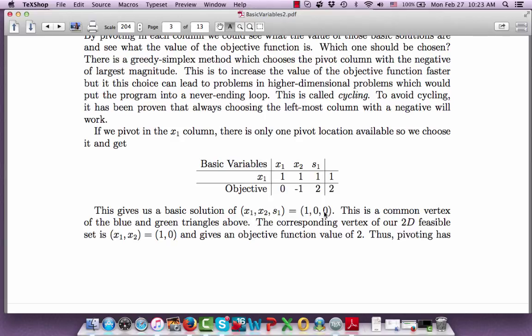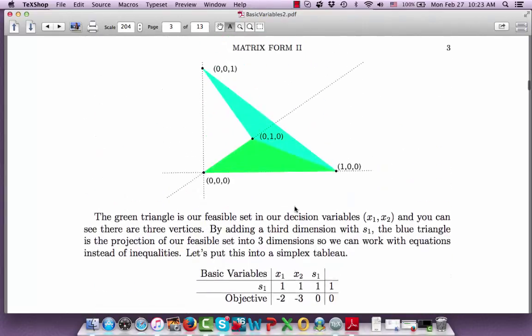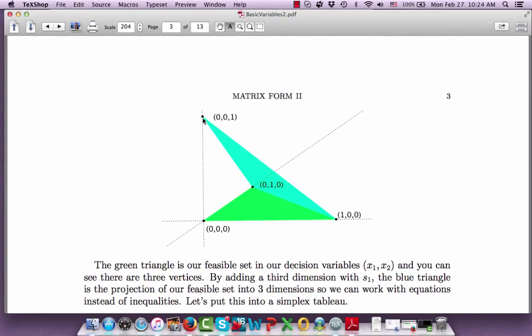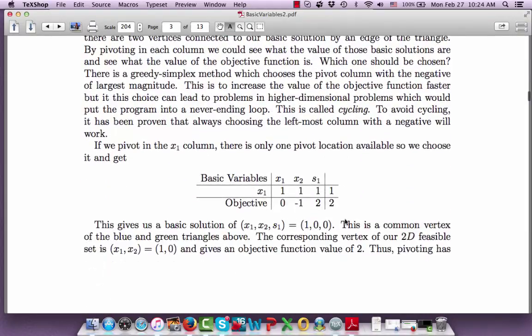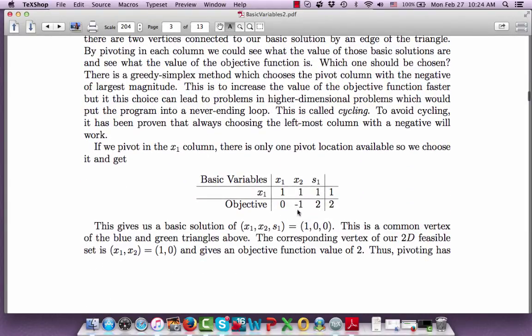So again, think about our basic solution, 1, 0, 0. We've moved from here down to here. And again, each basic solution is matching perfectly with one of the vertices of our original feasible set. There's a correspondence there. Again, we see that this is not optimal because this negative here is telling us that another pivot will increase the value of this objective function. So now we pivot in the x2.